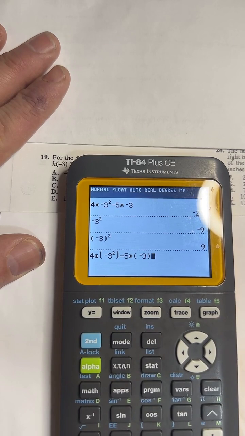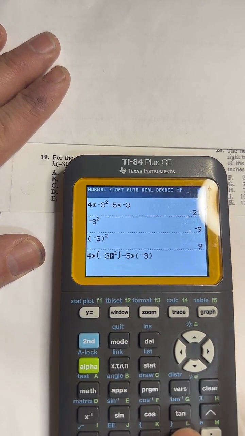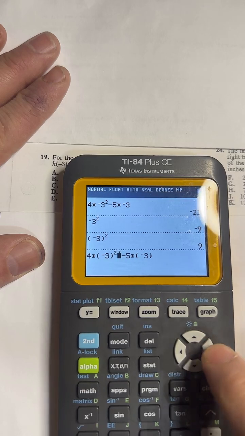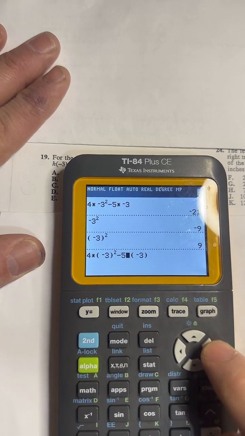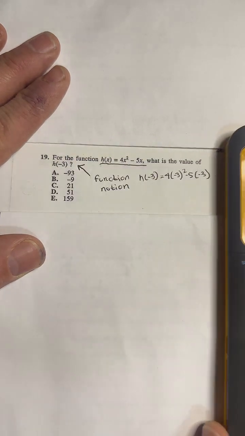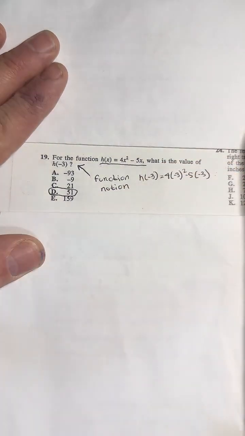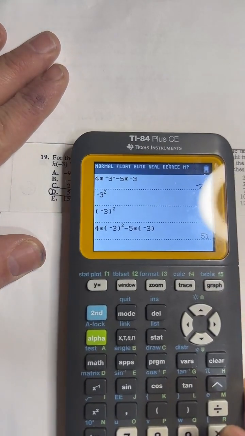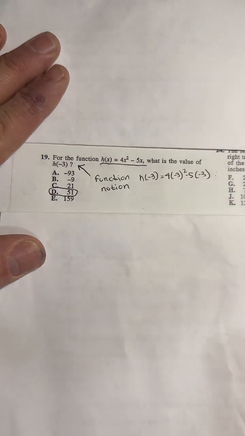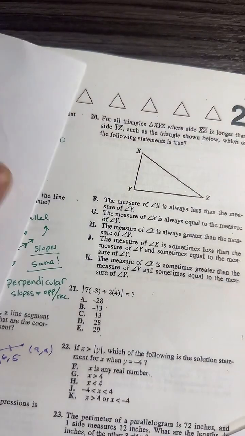So if I put the negative 3 in parentheses, squared, there we go. I get an answer of 51. D, 51. I'm surprised they don't have negative 21 on there just to mess with you. All right, making our way on to number 20. Let's take a look.